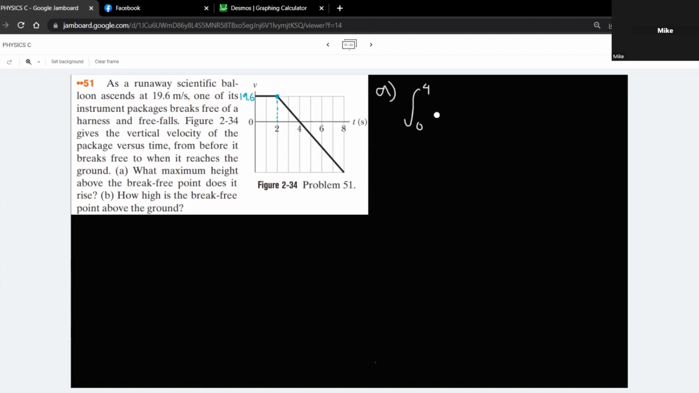Tapos tingnan, may ano yan eh. Ayan. Ang sinabi, what maximum height above the break free point? So dapat 2 to 4 yan, kasi it breaks free at t equals 2.